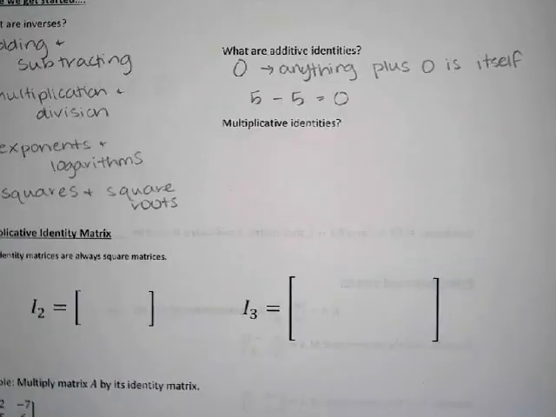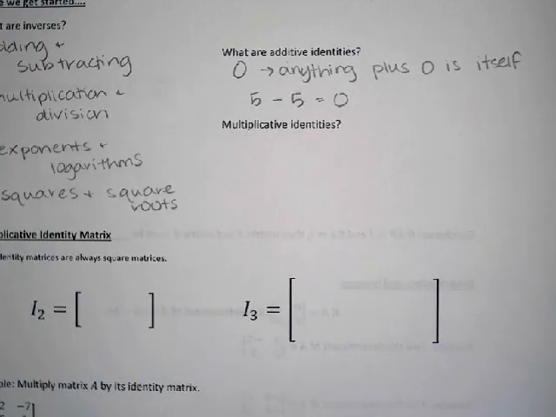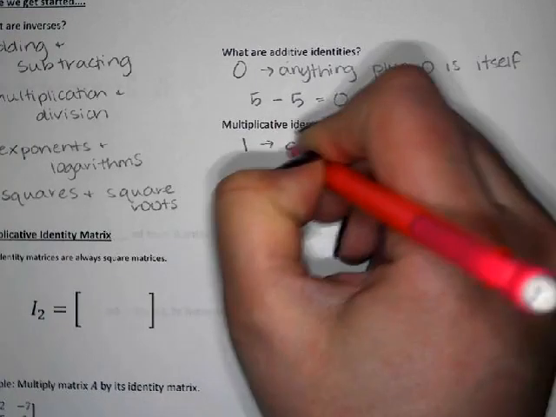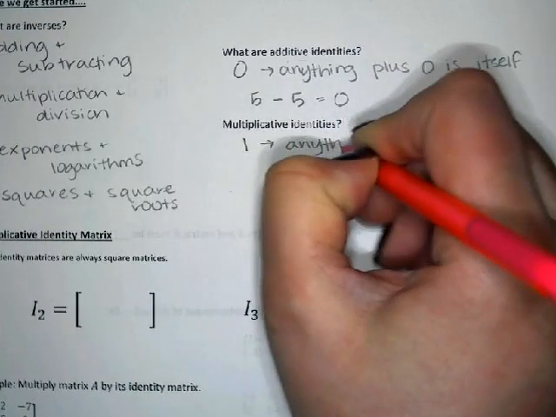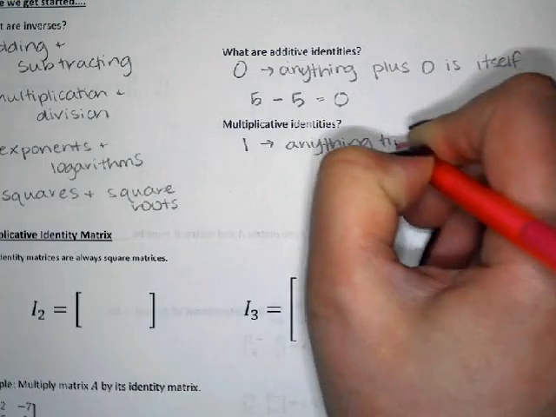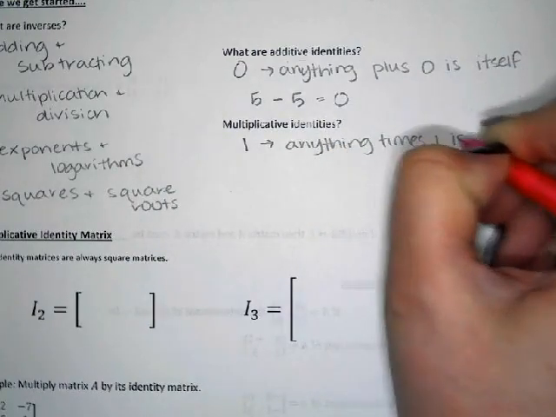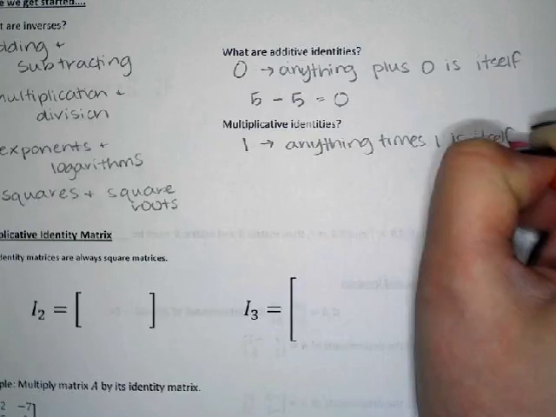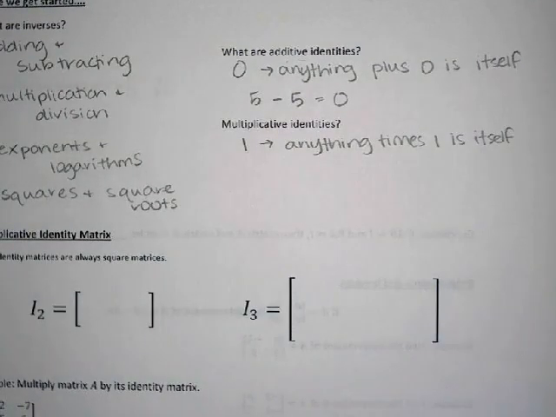What is the multiplicative identity? 1. It's 1. Anything times 1 is itself. Anything times 1 is itself. And the same thing is true if you were to multiply a number by the inverse of the number, you would get 1. And you can think of, with multiplication, multiplying by the inverse of the number, which would be like the fraction.